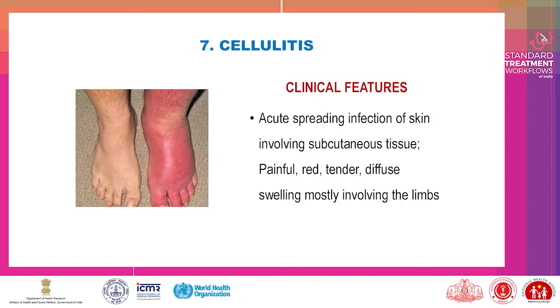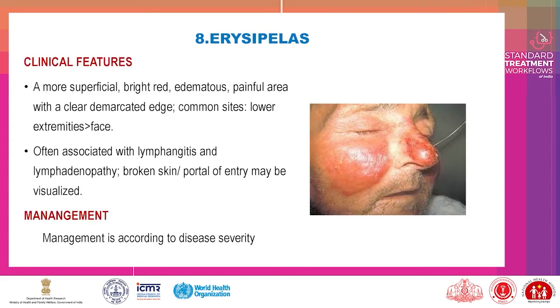Cellulitis. Clinical features include an acute spreading infection of skin involving subcutaneous tissue. Presents as painful, red, tender, diffuse swelling, mostly involving the limbs. Erysipelas presents as a more superficial, bright red edematous painful area with a clear demarcated edge and presence on common sites such as lower extremities and face.